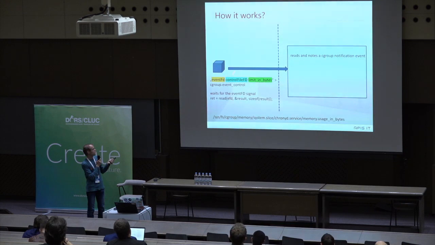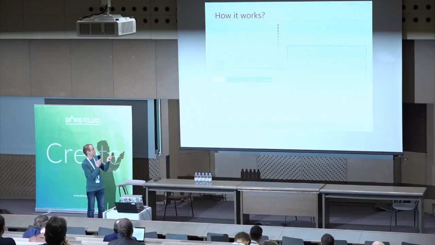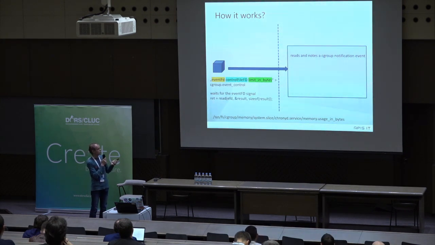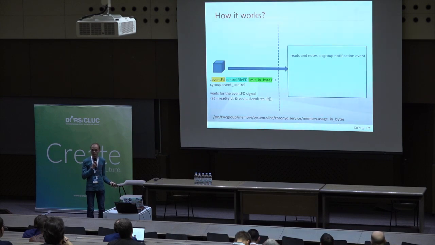So our main process in the user space is waiting for the event file descriptor signal, and it's actually in the blocked state, waiting for the kernel to notify it. So it's actually not using any CPU. It's waiting for the kernel to remove it from the blocked state and to make it able to be scheduled on the processor.